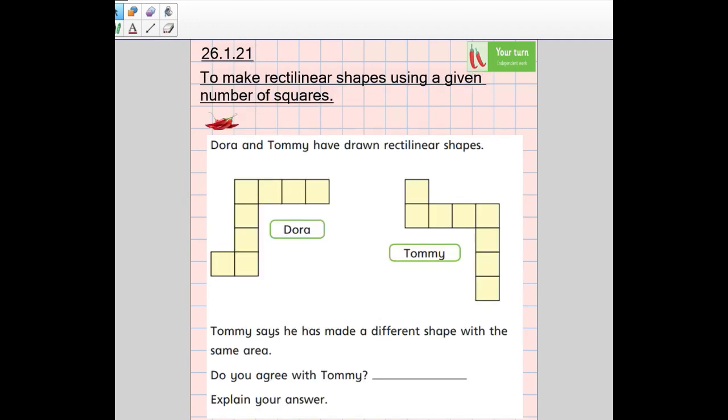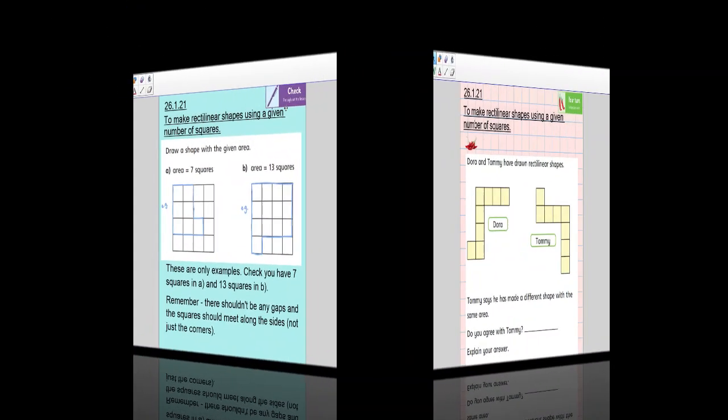This question is suitable for chili 3. Dora and Tommy have drawn rectilinear shapes. There's Dora's and there's Tommy's. Tommy says he's made a different shape with the same area. Do you agree with Tommy? Explain your answer. Pause the video and have a go now.